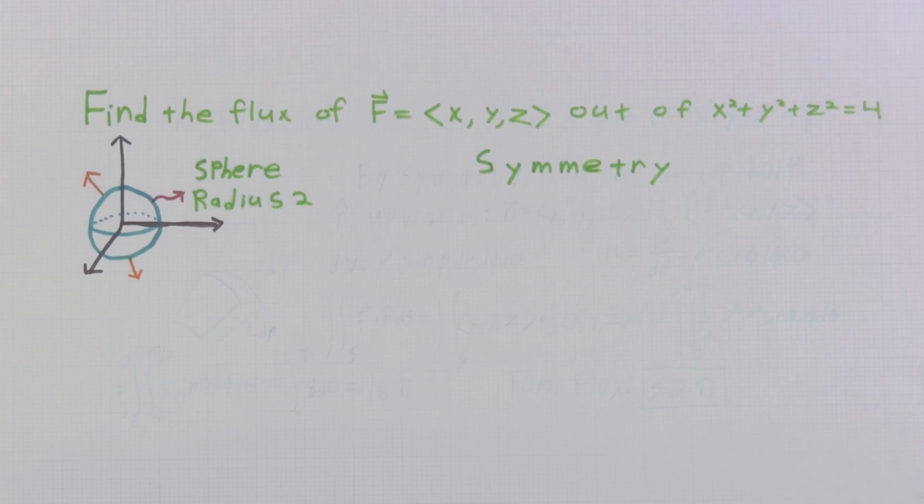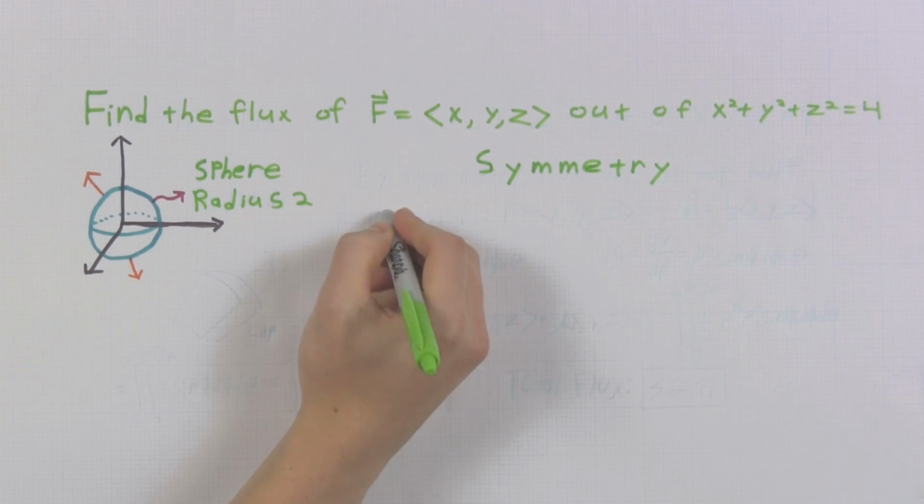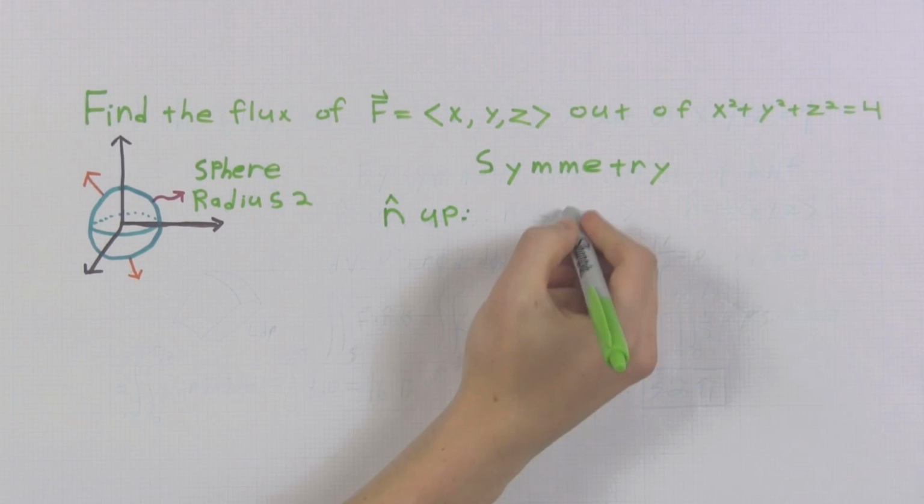So the flux over the top half of our sphere is going to be exactly the same as the flux over the bottom half of the sphere. So if we want to calculate the overall flux, what we can do instead is calculate just the flux over 1/2, and then multiply by 2 at the end. Since we can choose whichever one we want, let's just say we choose the top half. In this case, our normal vector points up.